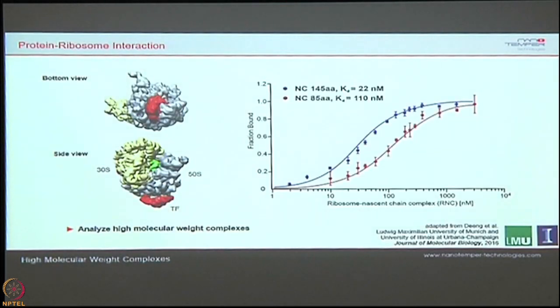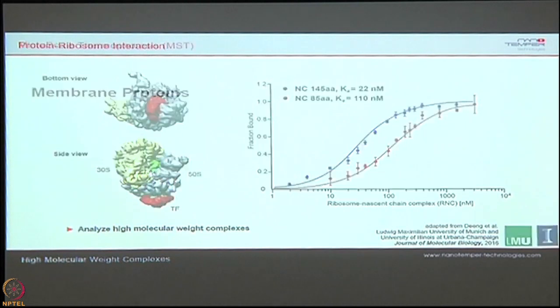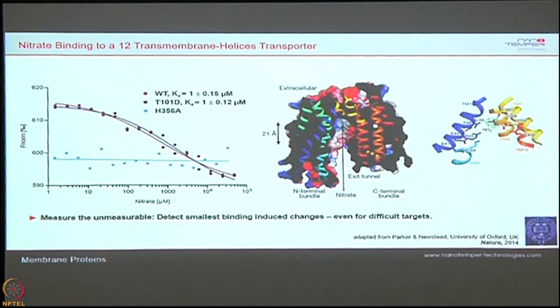This is again the same example with high molecular weight protein complexes. As I said, few megadalton proteins, when they interact with proteins, you are still able to determine the binding affinities very easily. And the other challenging thing: if anybody is working on membrane proteins, I hope you know the pain of making membrane proteins more stable.